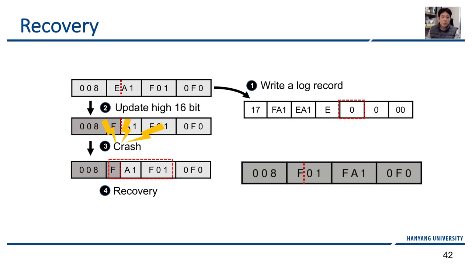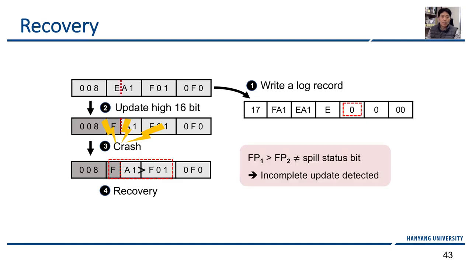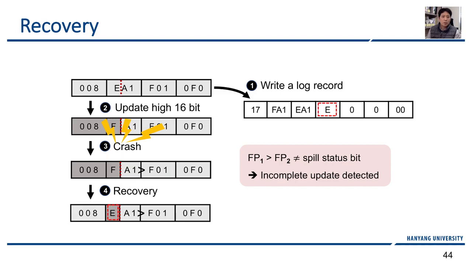In this case, we examine the metadata in the log record. Specifically, we examine the spill encoding here. Because the spill encoding in the log record is different from the spill encoding in the bucket, we know that the update is incomplete. The logic behind this is described in the paper, so for the details, please read our paper. Now we undo the update using the data in the log record, and then we reapply the update.